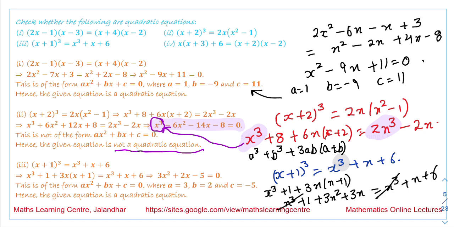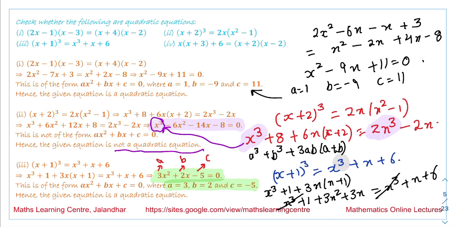This x^3 gets cancelled in this case, and the answer we are left with is 3x^2 + 2x - 5. So the value of a is 3, the value of b is 2, and the value of c is -5. So these are the values of a, b and c that we have. So we are saying that this equation is a quadratic equation.